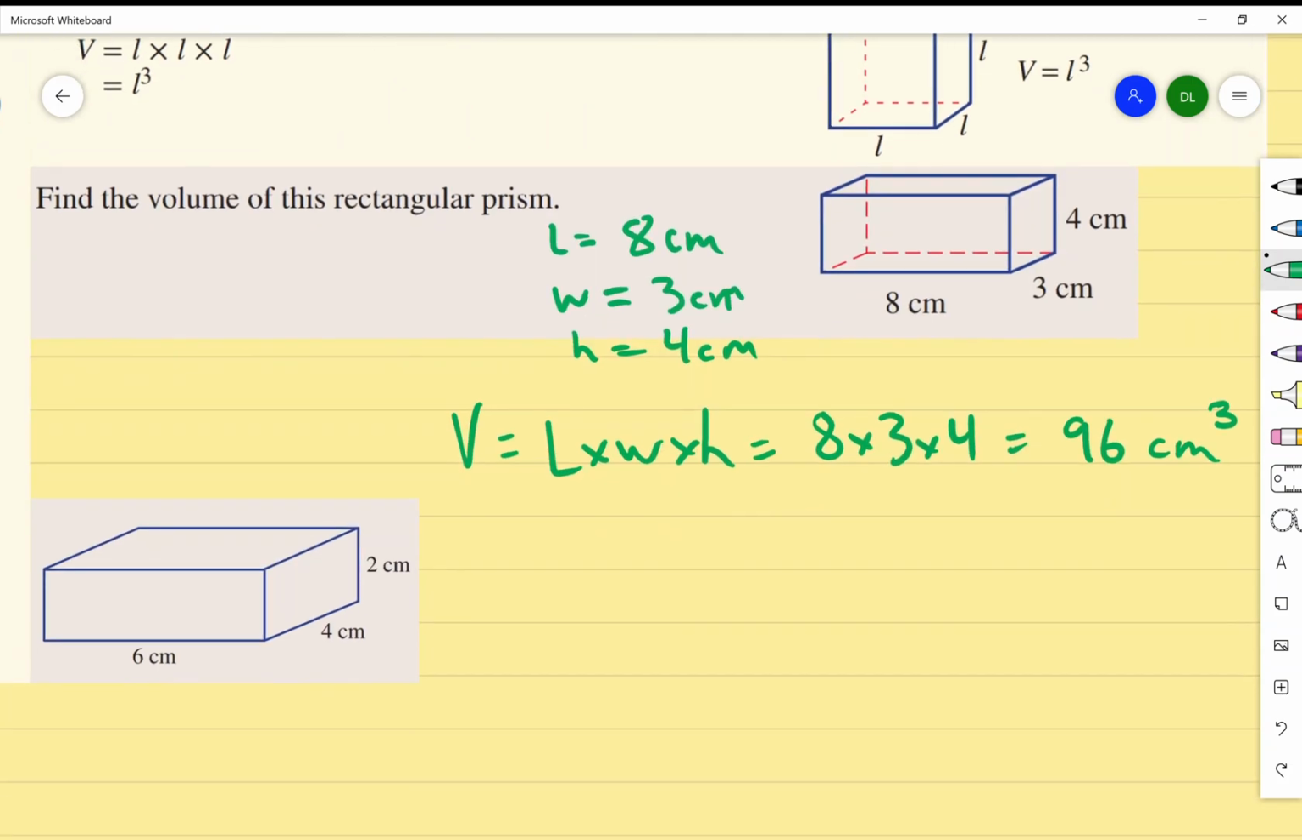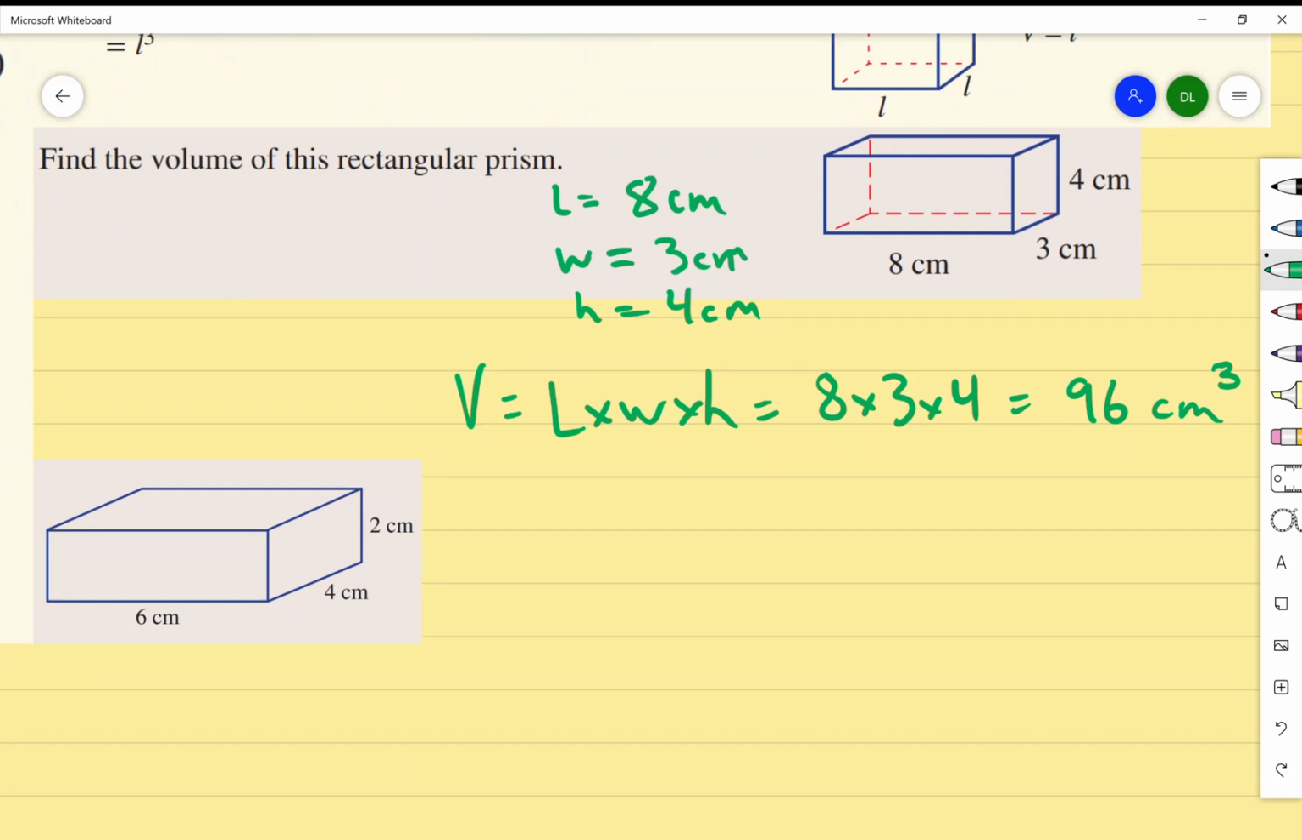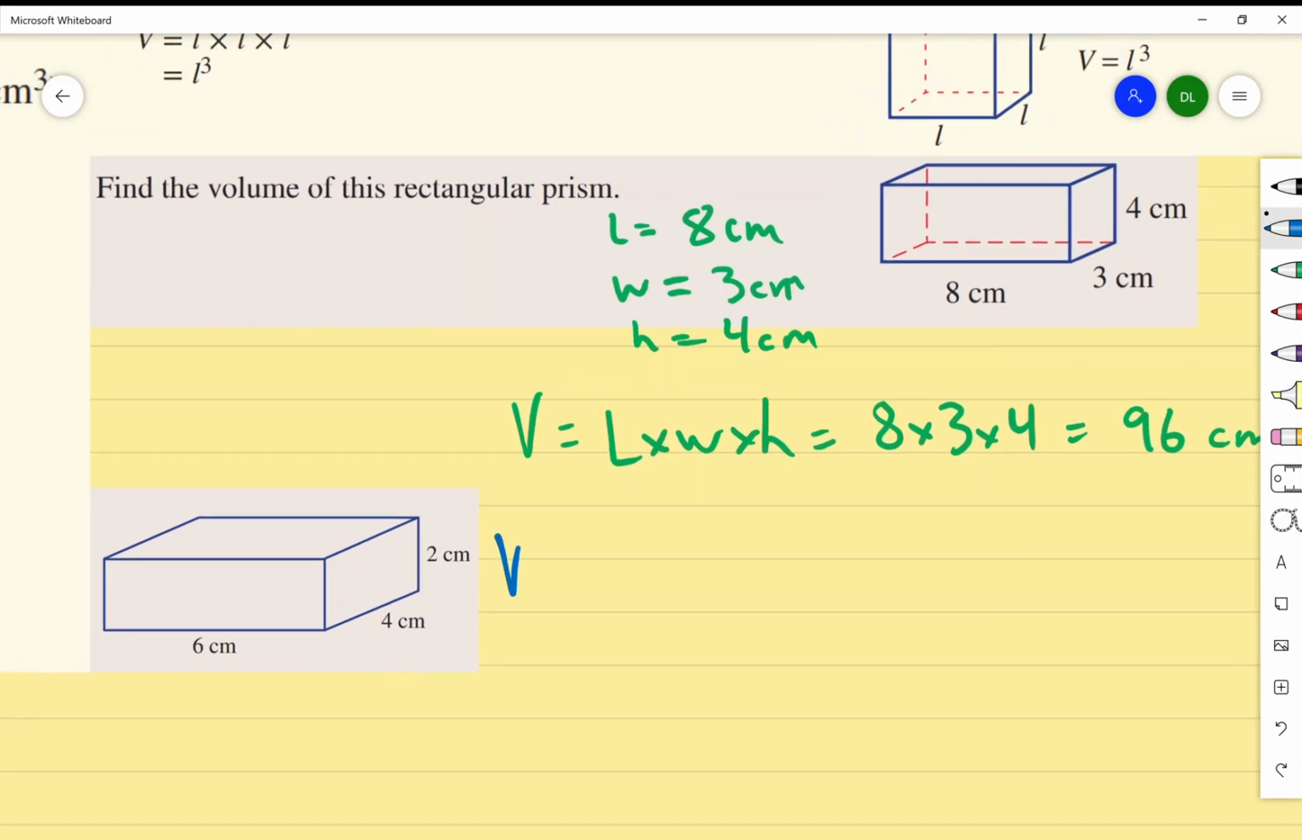Okay. Next example, same thing. I'm not going to bother writing out all the working out. I'm just going to show you what we can do to easily find it. All I need to do is write volume equals, and then write the numbers next to each other. 6 times 4 times 2. I know 6 times 4 is 24. Times by 2 is 48. And remember our units, in this case it's centimeters again. Centimeters cubed. Thank you very much.